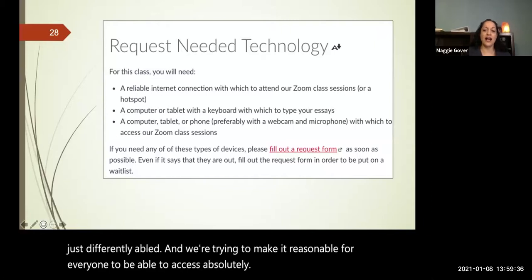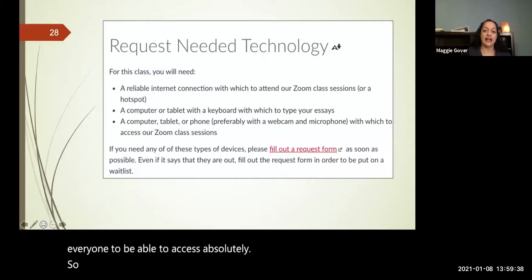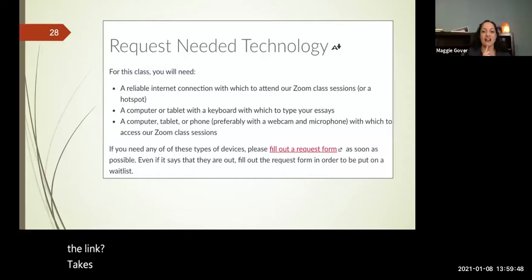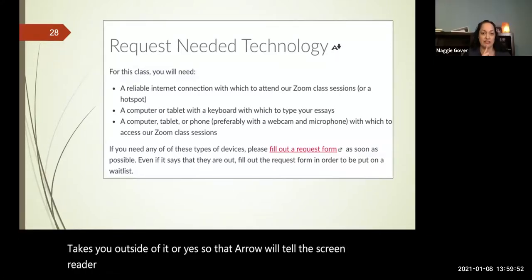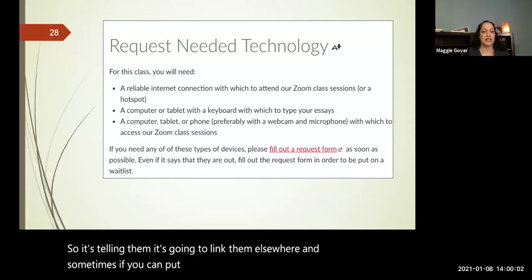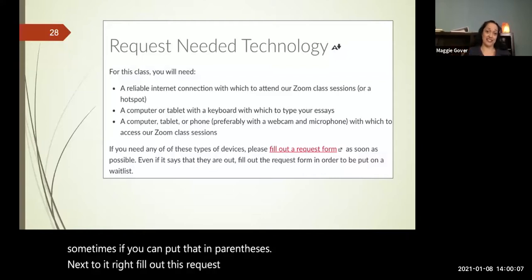So behind the scenes, this little arrow, does everyone know what this little arrow means right here next to the link? Takes you outside of it? Yes, so that arrow will tell the screen reader links to an external website. So it's telling them it's going to link them elsewhere. And sometimes you can put that in parentheses next to it, right? Fill out this request form, external website. They'll understand, oh, this is a click, I can click here and go someplace.